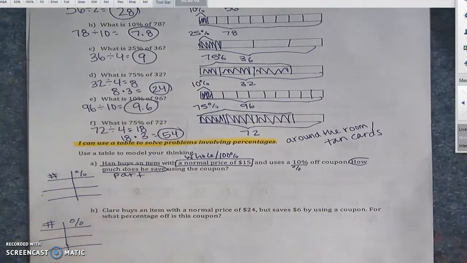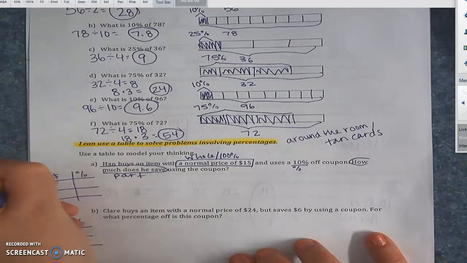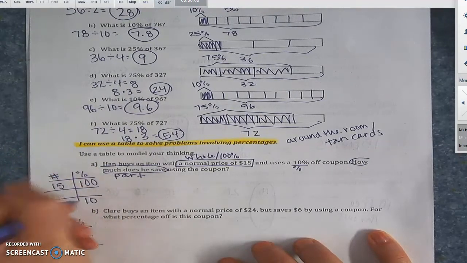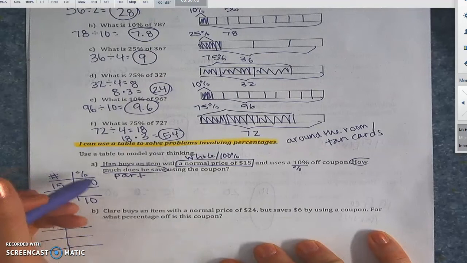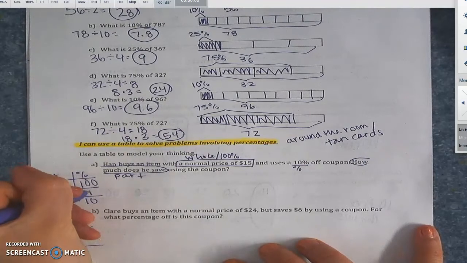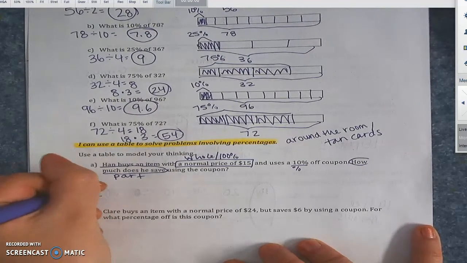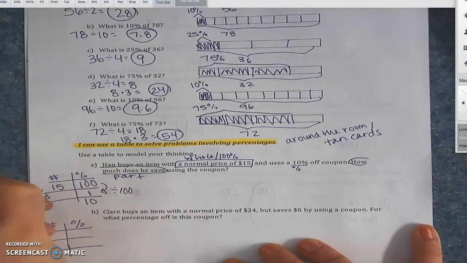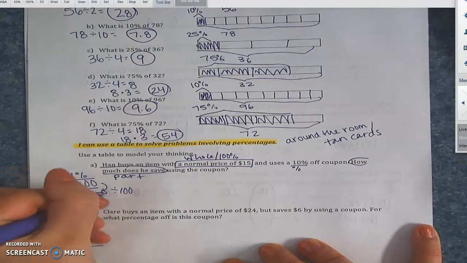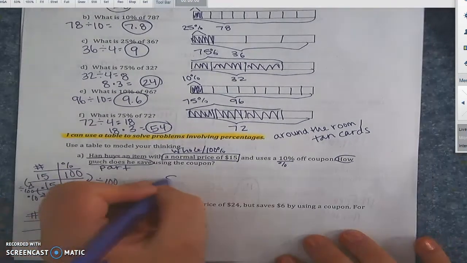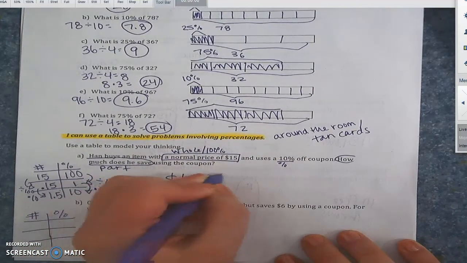So I know my whole and my 100%, so I'm going to plug that into my table. $15 is my 100%, and I am finding 10%. If I see this jump right away that I can just do divided by 10, I can go ahead and take that shortcut. If not, I can find 1% and then go up to 10. So divided by 100, divided by 100, this is 0.15. And then times 10, times 10, 1.5, which is $1.50.